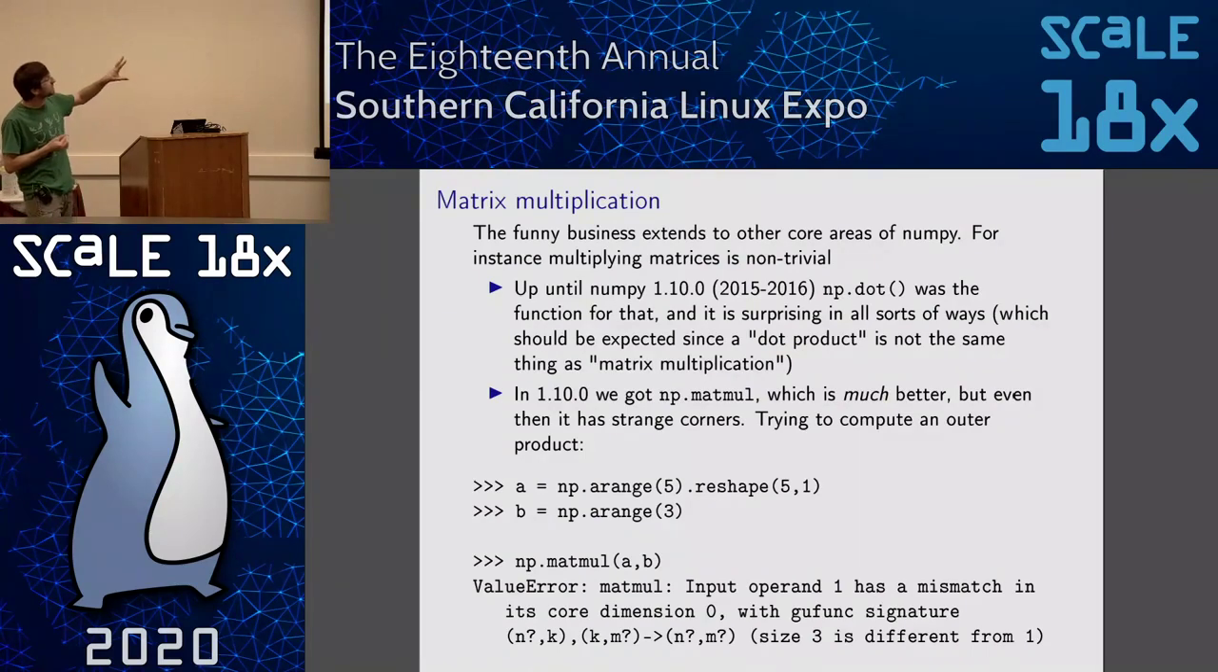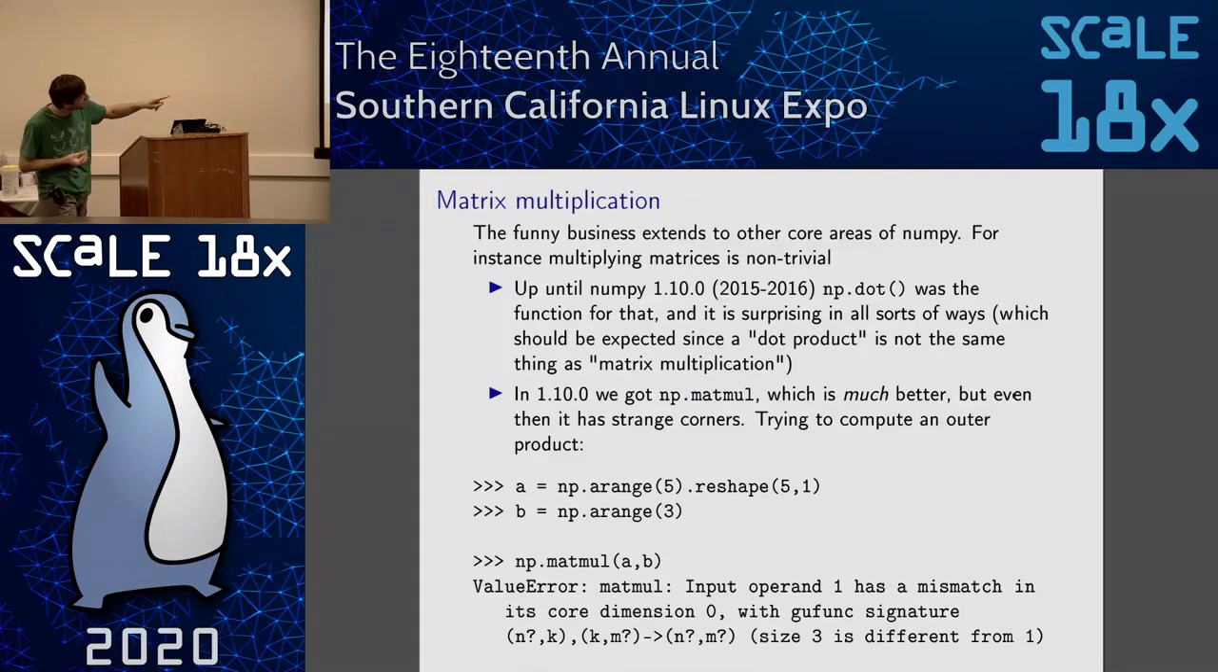Another area that's kind of funny is just general linear algebra. Even matrix multiplication. Up until NumPy 1.10, which is not that old, the way you would multiply matrices was by calling the dot function. The dot product and matrix multiplication is not the same thing, so I'm not going to get into the strangeness that that produces. So in 1.10, they fixed it mostly by a new function called matmul. It mostly works, but it still has weird corners.